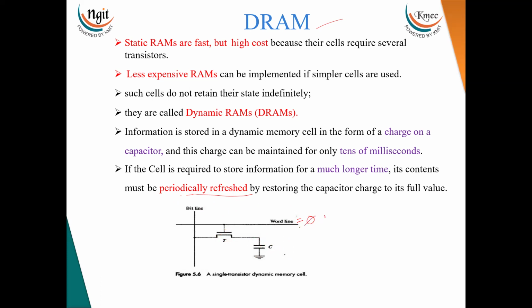Now if the word line is equal to 1, then in the case of a read operation, this transistor acts like a closed switch, and this capacitor is connected to the bit line.